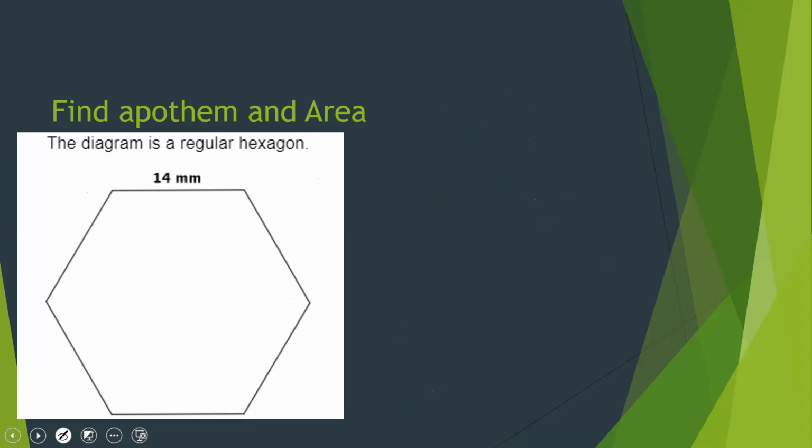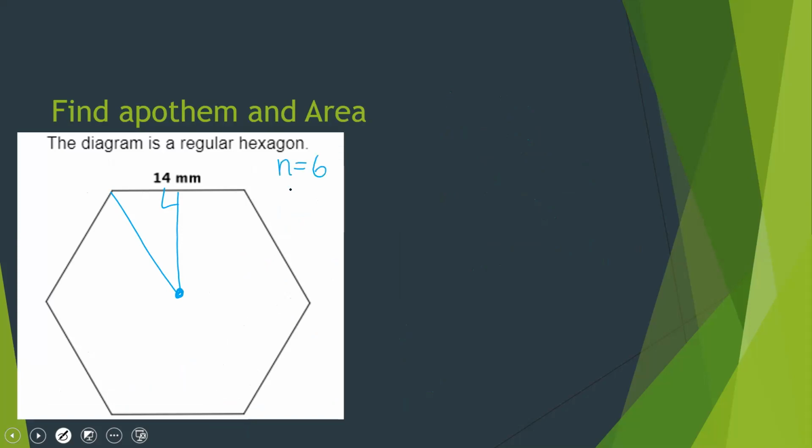What if we're given this? It says we want to find both the apothem and the area. Okay, now that means I need to find this distance. Well, I can use that same trig idea. How many sides does this have? 1, 2, 3, 4, 5, 6. Okay, so n equals 6.